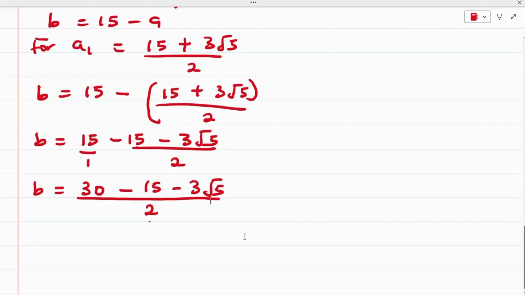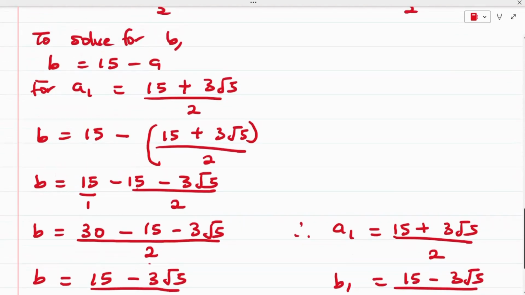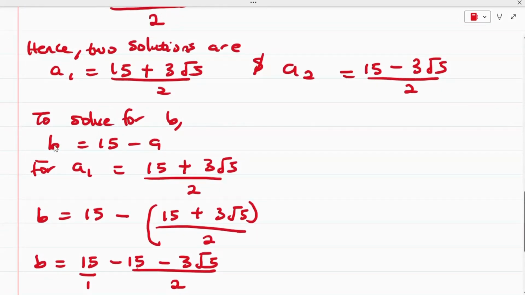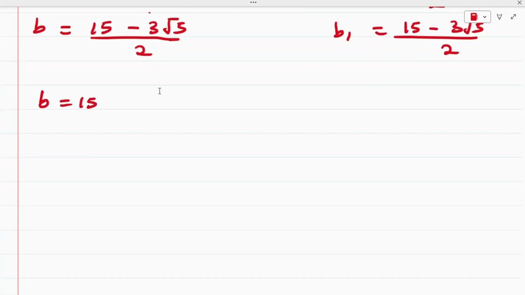So from here, we have that b is equals to 30 minus 15 is going to give us 15 minus 3, the square root of 5 over 2. So therefore, we have that a1 is equals to 15 plus 3, the root of 5 over 2. And here we have that b1 is equals to 15 minus 3, the square root of 5 over 2. So we have been able to solve for the first value of b. So let's solve for the second value of b, for a2 to be equal to 15 minus 3 root 5 over 2. And we know that b is giving us 15 minus a.